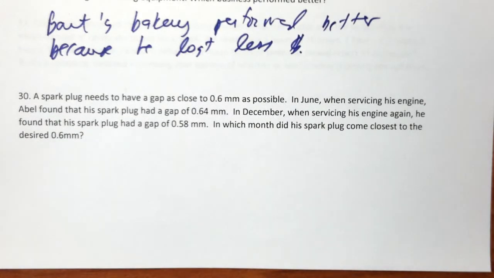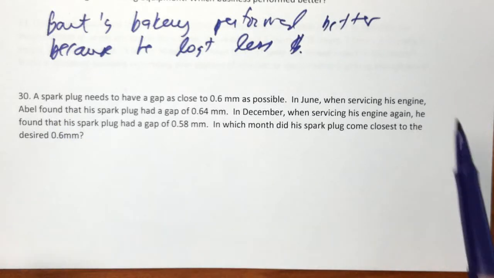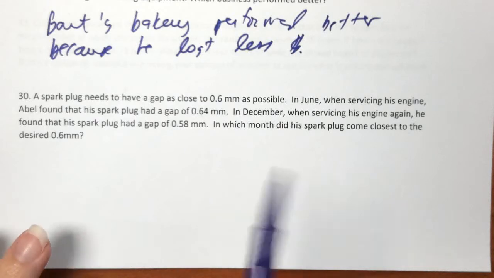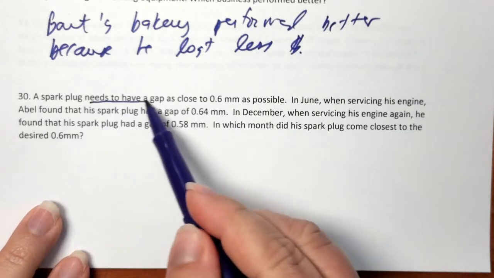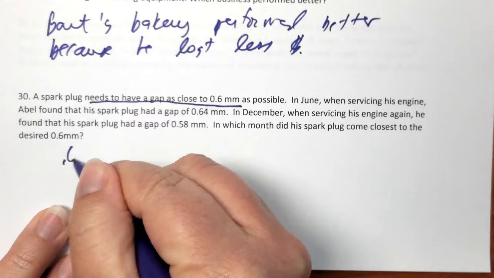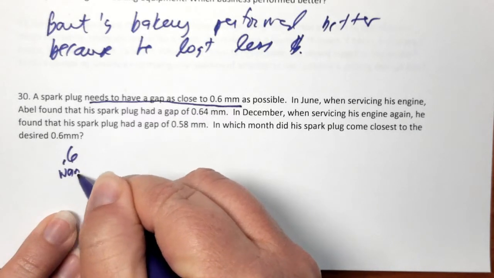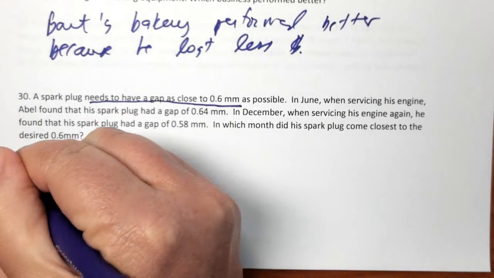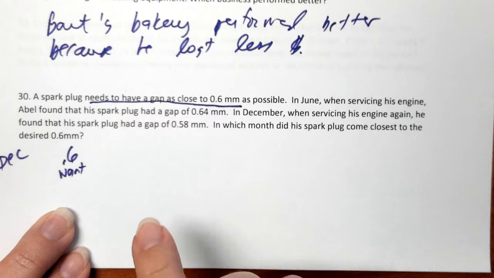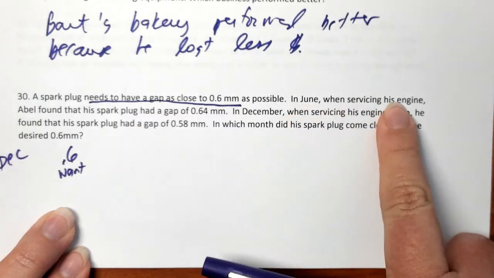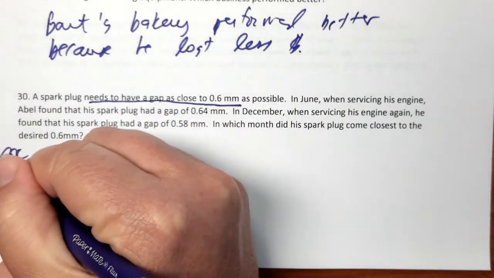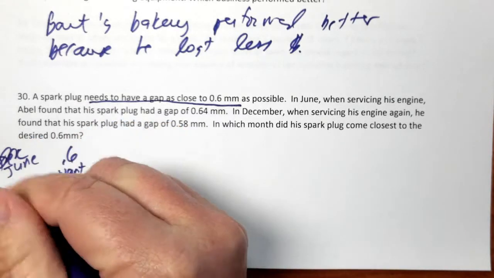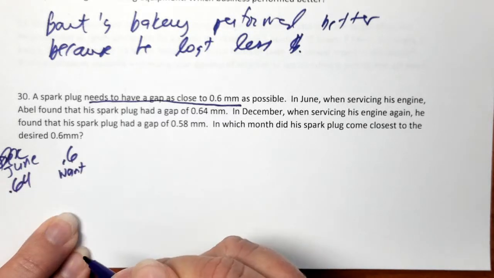Okay? All right, so spark plug sounds like it's part of your engine, some kind of car part. So let's break it down here. It says it needs to have a gap as close to 0.6 as possible. So this is what we want. We want it to be 0.6. Okay, I'm going to make a note over here. In June, when servicing his engine, he found that the spark plug had a gap of 0.64 millimeters.